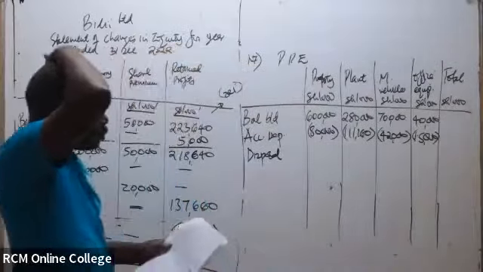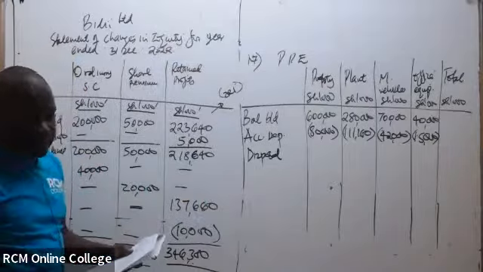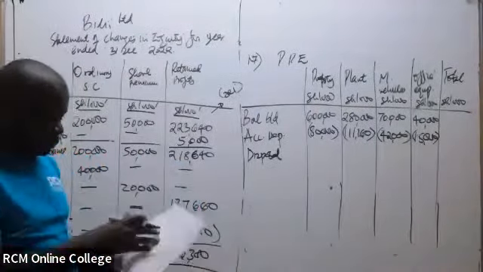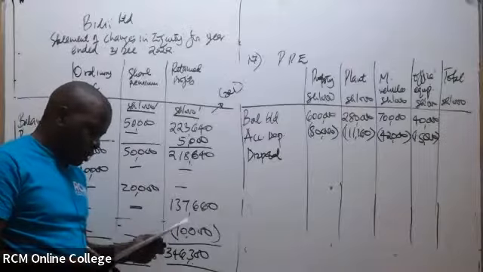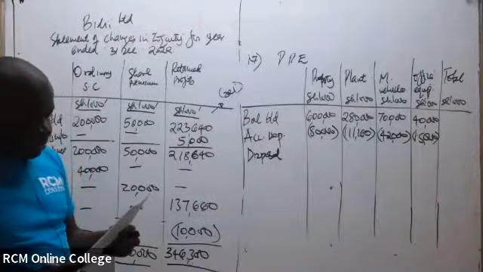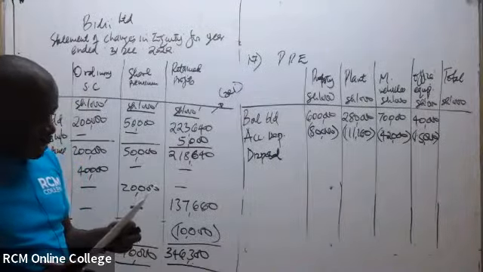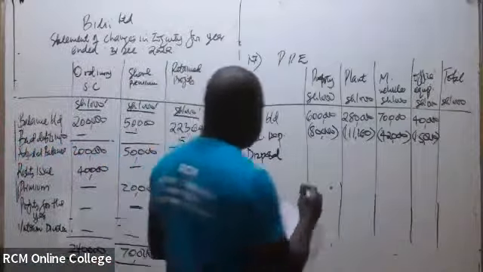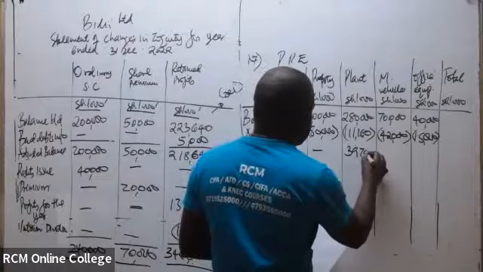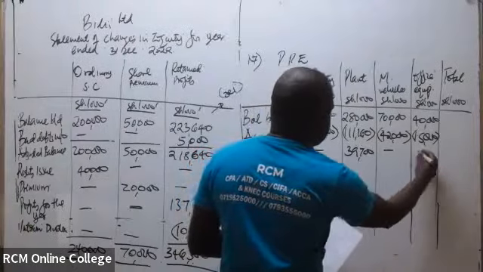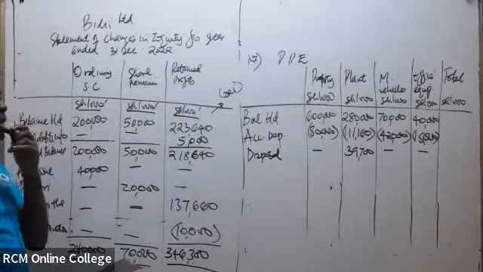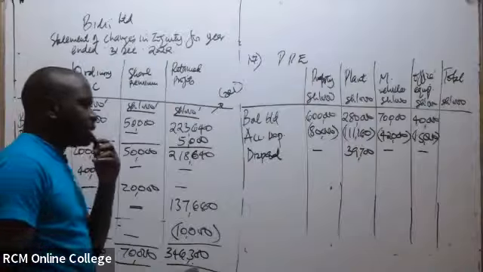So we have a disposal. There was an item of plant which was disposed of, which you are told it cost how much. The plant had a cost of 39,700,000 and an accumulated depreciation. So that item was actually disposed of.